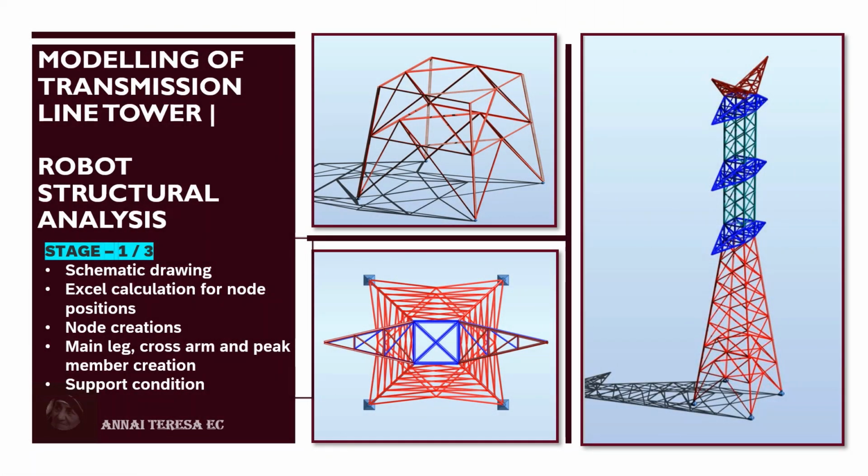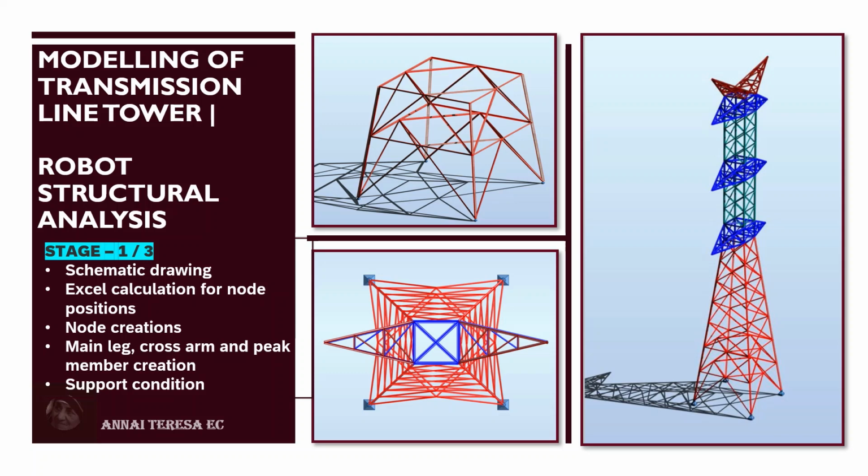Welcome viewers. In this video we are going to do modeling of a transmission line tower in Robot Structural Analysis. In the right hand side picture you can see it is a 220 kV transmission line tower, which is a double circuit, which we are going to model in this video. This is stage 1 out of 3.